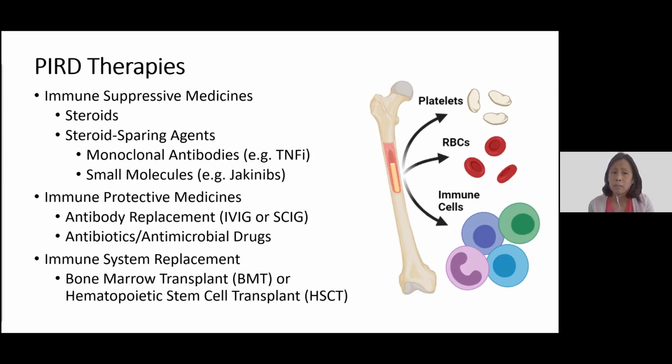And lastly, some of these patients actually require immune system replacement, meaning we take out their immune system and put in a whole new one, whether that's via bone marrow transplant or hematopoietic stem cell transplant, where we take out the bone marrow cells with the old immune cell type that has a problem, and put in a new immune system, to develop new immune cells that won't attack different parts of the body.